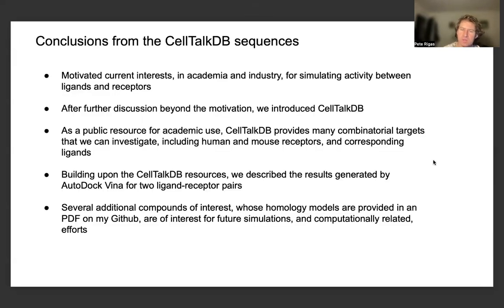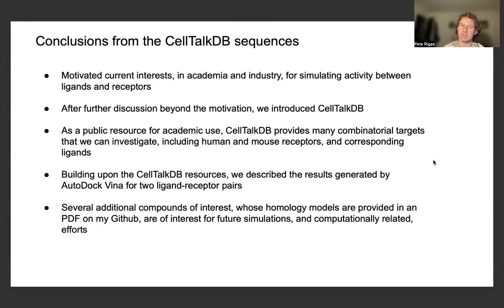And the conclusions from the CellTalk-DB sequences, and how it's going to connect to the studies and application of the Autodock Vina framework and molecular docking framework in general to the SARS-CoV-2 receptor, is that it motivated current interest in academia and industry for simulating activity between ligands and receptors, because there are several different types of ligands or receptors which are under consideration by many groups in either industry or academia, which are interested in either improving or optimizing performance or improving binding affinity.